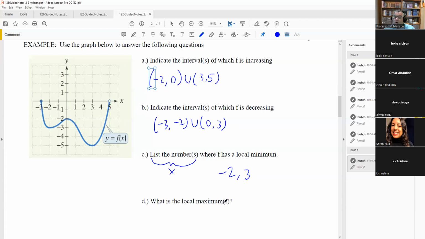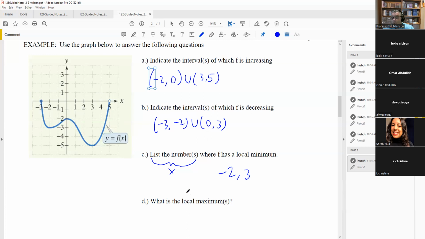What is the local max? Now, because it doesn't have "list the number" here, that means specifically it's asking for a y value of the local max. That max is right here. The max occurs at -2, 0. It's not at -3 and 5. -3 and 5 would be considered absolute max because that's the highest that you see in the entire graph. But that's not what it's asking you for.